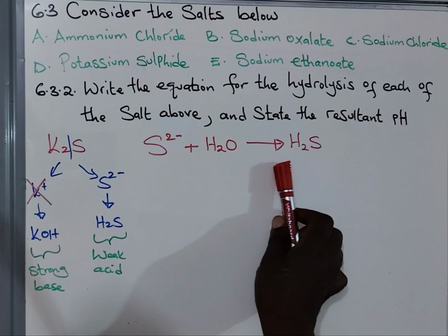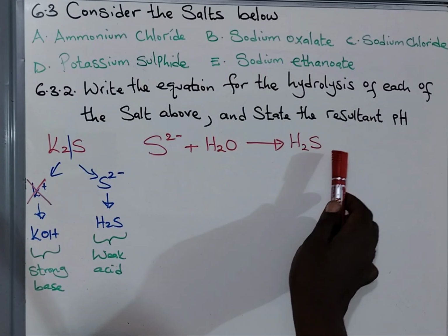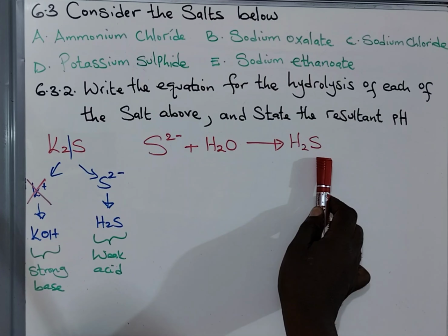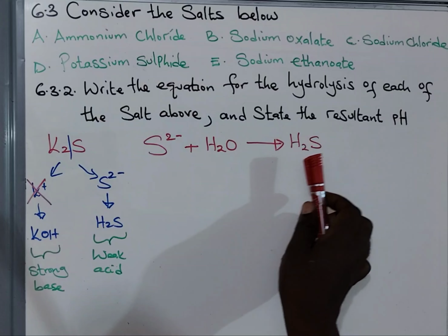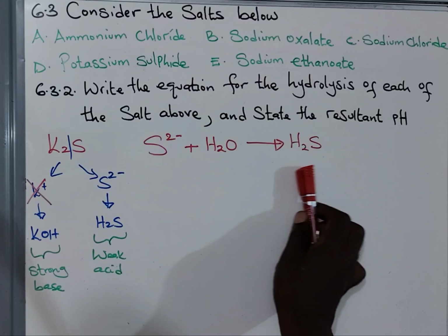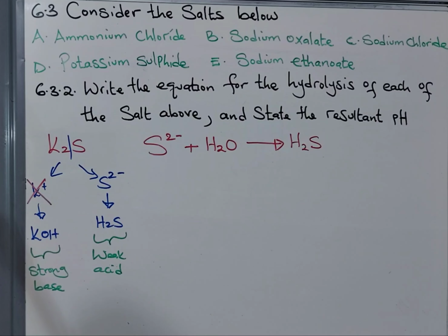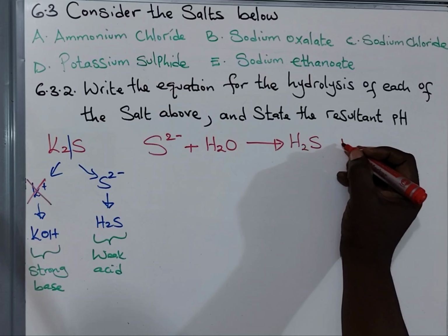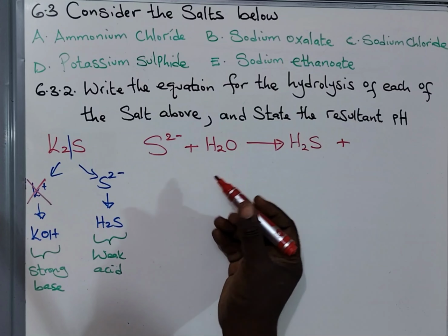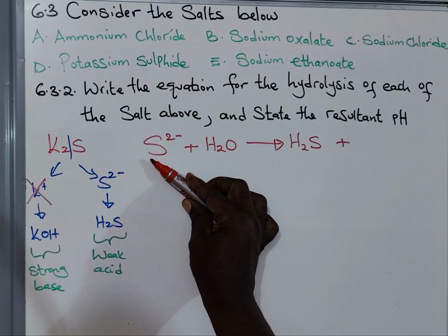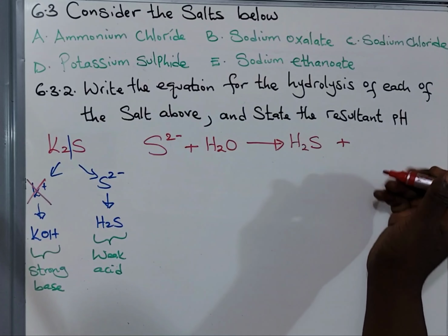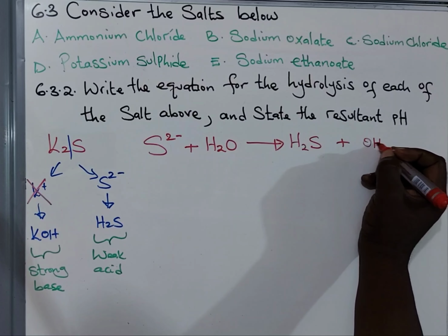But when you're writing the formula, write it correctly, because sulfur is valence 2 because it's a group 6 atom, and hydrogen is valence 1. So through exchange of the valences, this is the formula of the compound you get. So next, what is the next one? Next one is going to be when water donates a proton to sulfide ion, what remains behind? What remains behind is OH minus.